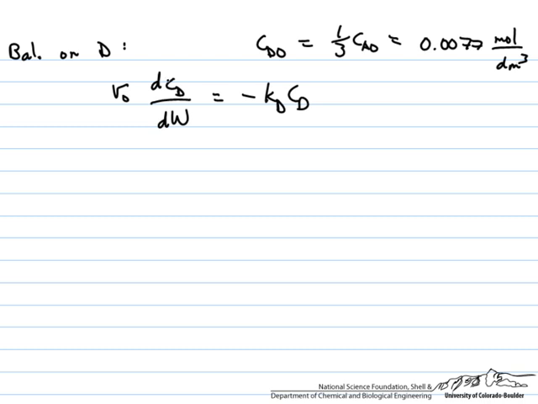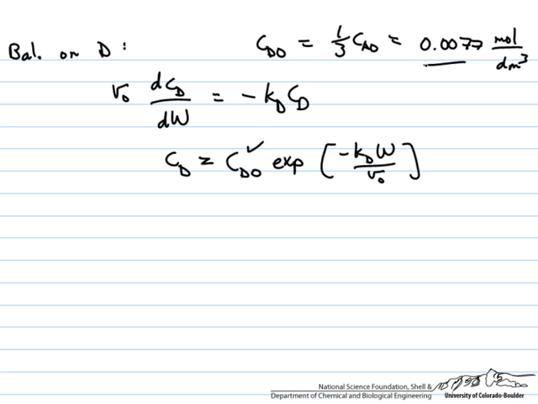Now we can go through and integrate this expression, but you'll probably recognize this right away as a first-order differential equation that we've solved many times before. If we integrate both sides of this expression, we get the classical decaying exponential, that the concentration of D is equal to CD naught times the exponential of our collected constants, so negative KD W over V naught. Now we again can just plug in some numbers.